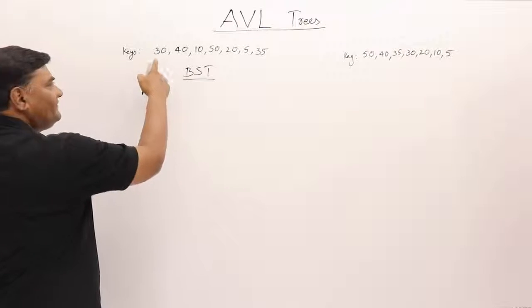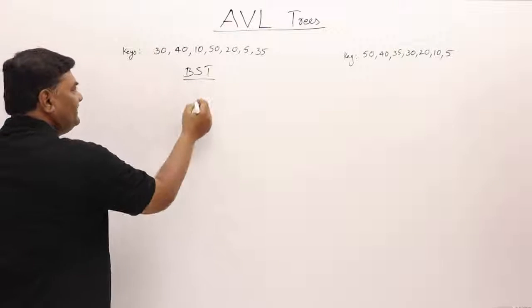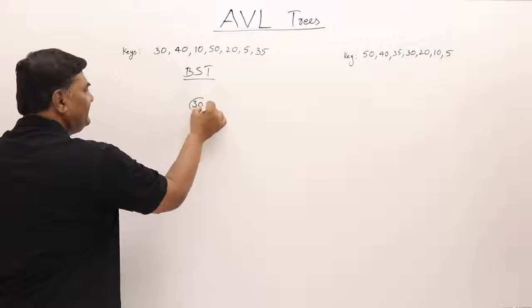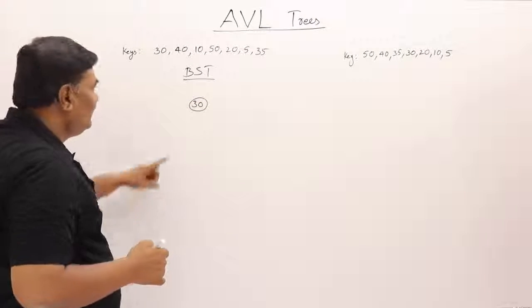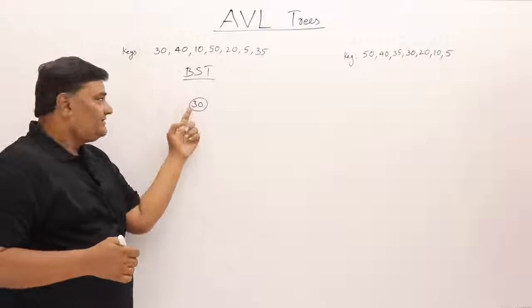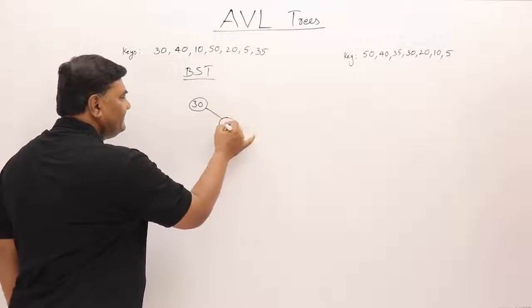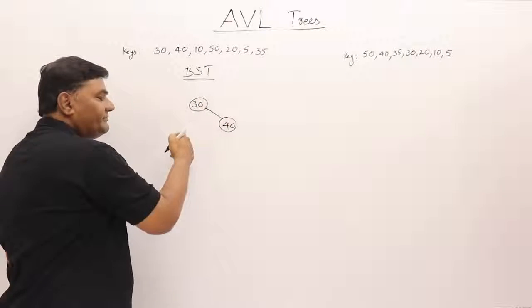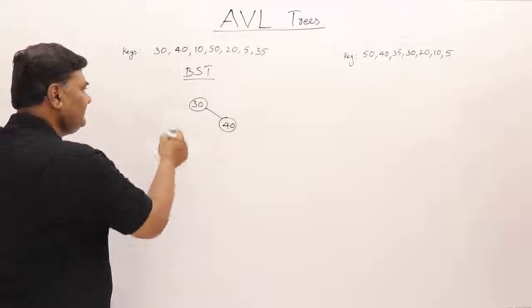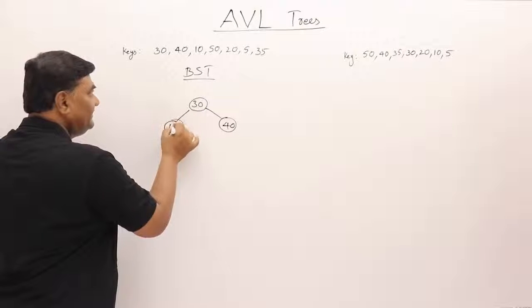So we have to insert one element at a time. First key element, that is 30. There is nothing, so I have taken 30 here. Now inserting 40. 40 is greater than root, that is 30, so insert 40 on the right hand side. Then 10 is smaller than root, that is less than 30, so insert it on the left hand side.